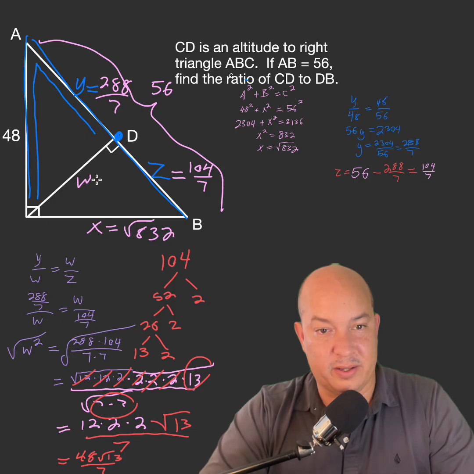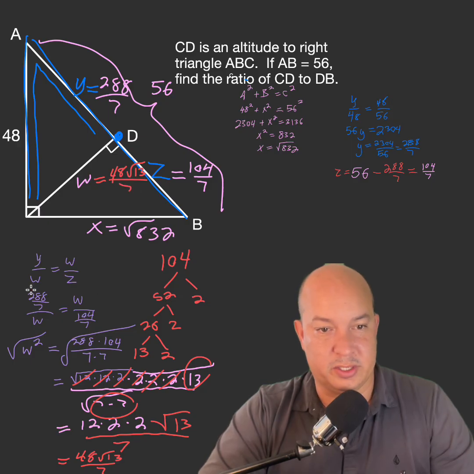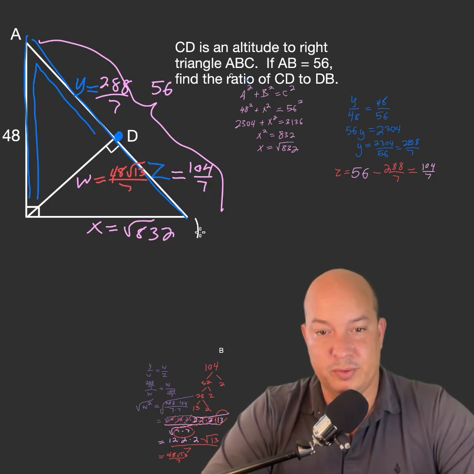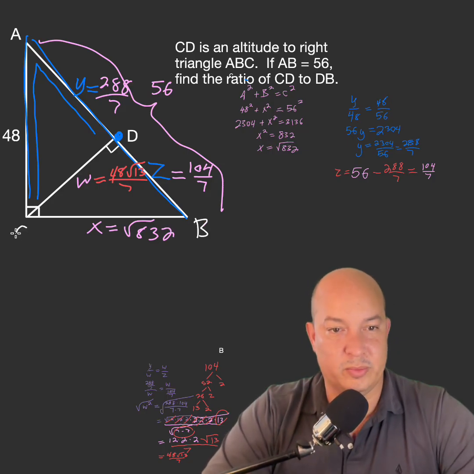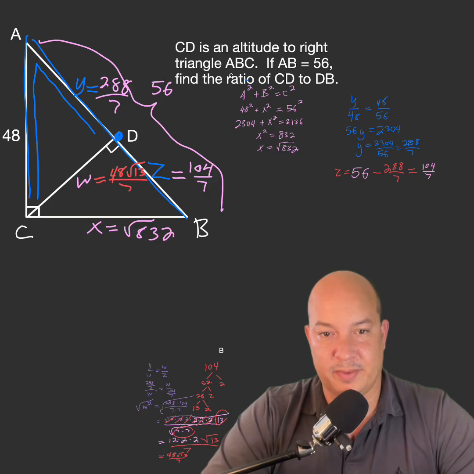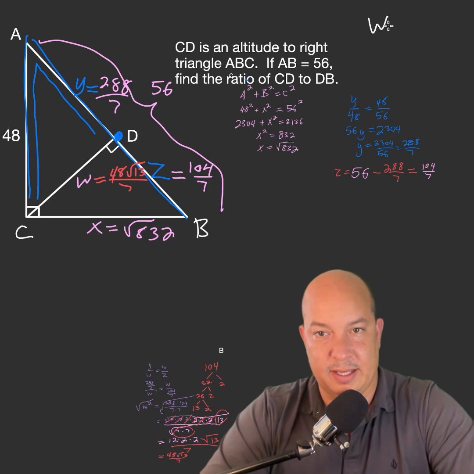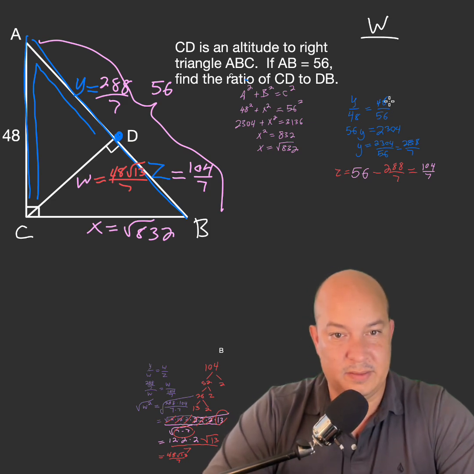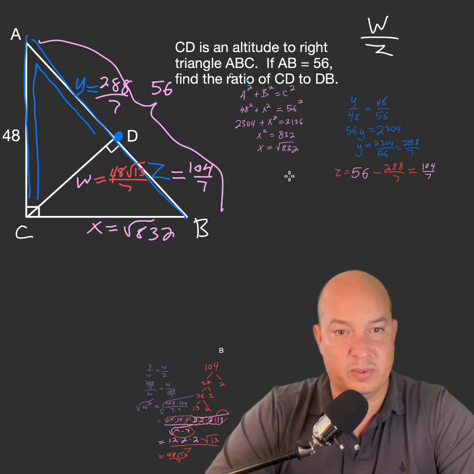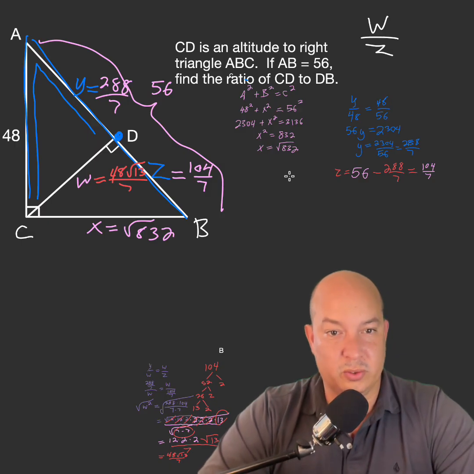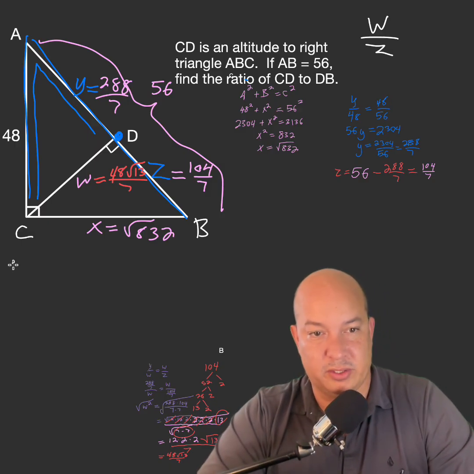And what we just found is W here. So let's fill that in. 48 root 13 all over 7. And let's go ahead and make some more space. I'm just noticing I moved the B, but I had actually moved the C a long time ago. So CD is W, and DB is Z. So now that we found W, we can do the ratio of W to Z. So let's do that. W on the top, Z on the bottom.